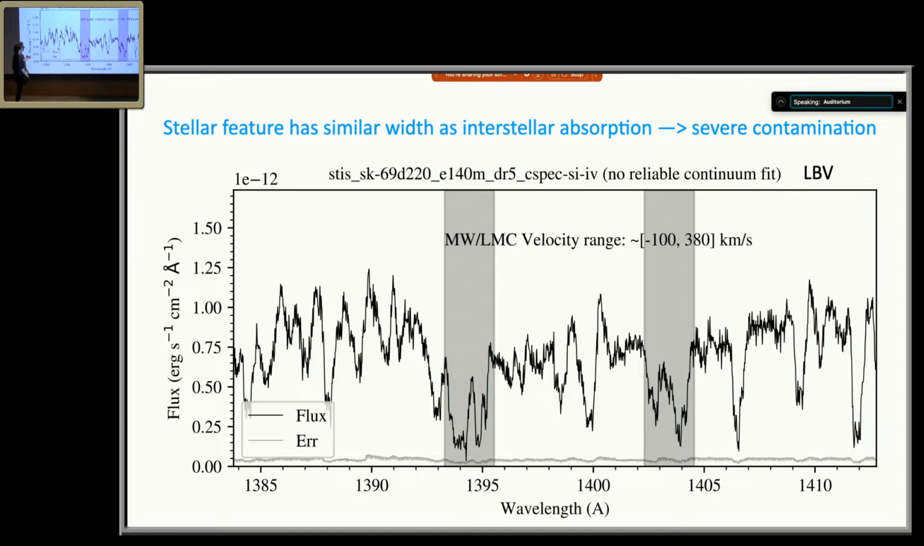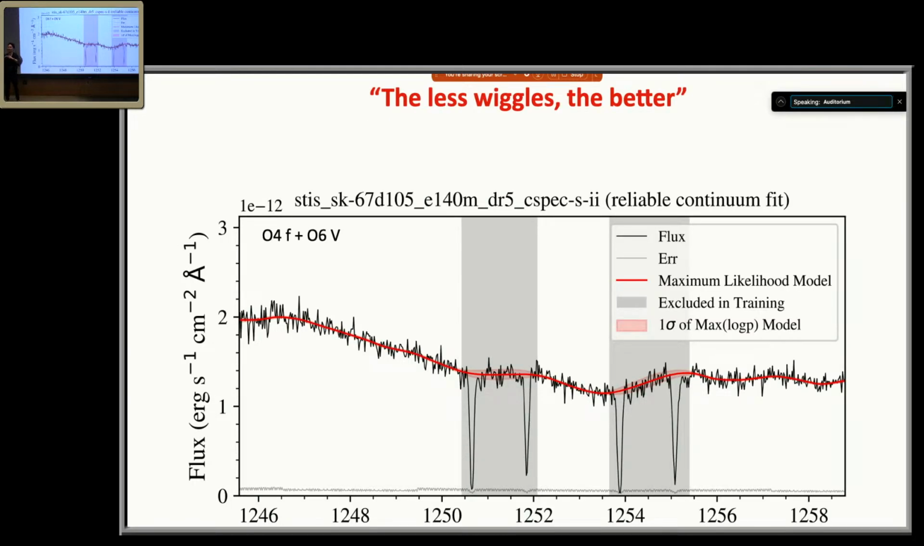The reason why it looks bad is because the stellar feature you see here has a very similar width compared to the ISM feature. So there's no reliable way to back out the signal. For the past 2 years, I've been staring at spectra like this for a long time, and I came up with two rules. The first rule is: the fewer wiggles, the better. The wiggles here refer to any stellar features you can see. So here's an example of sulfur 2, 1250 and 1253. And in red is the stellar model continuum fit that we put on. In this case, you see that the stellar feature is just very minimal, and you can take out the ISM feature very reliably. So that's rule number 1.